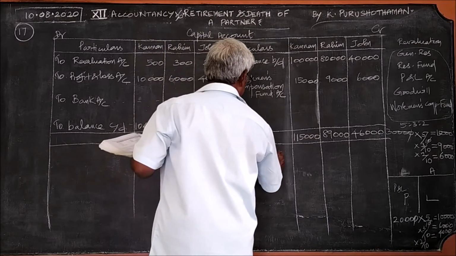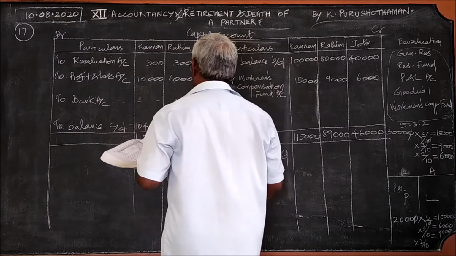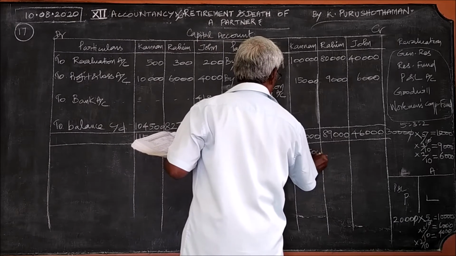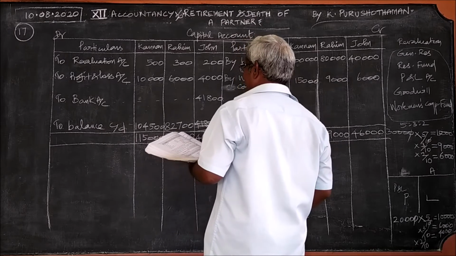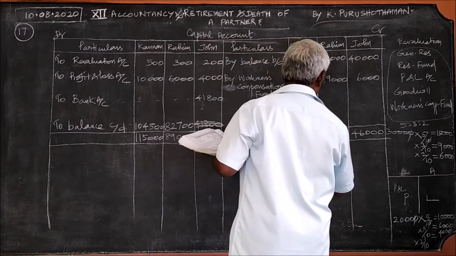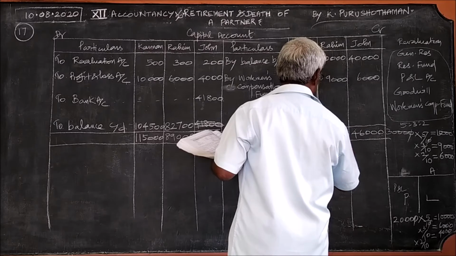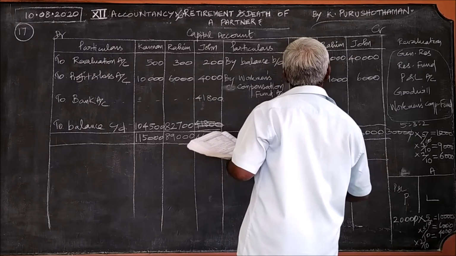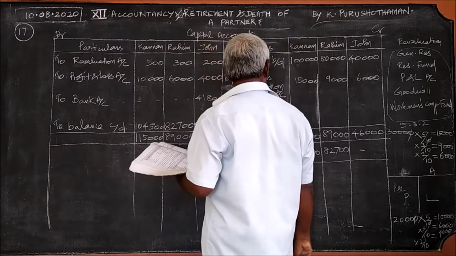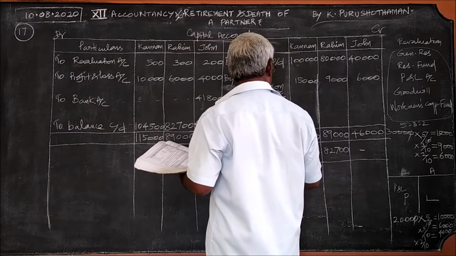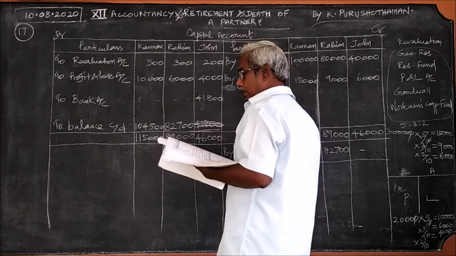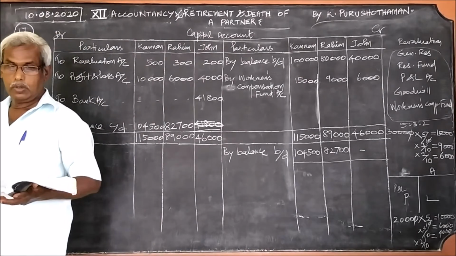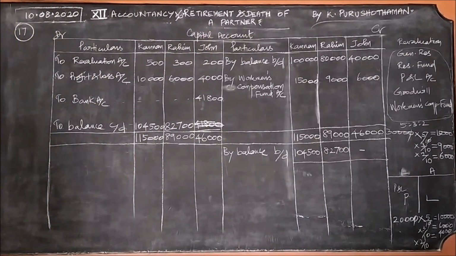brought down. 1,04,500. Then 82,700. Since John's account is settled, there will be no balance at the end of the year. 1,04,500 and 82,700. Okay, now once again I shall repeat the capital account.